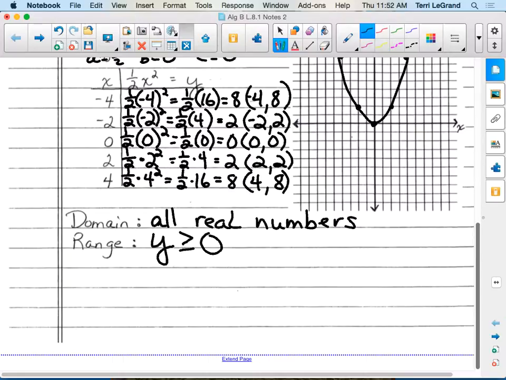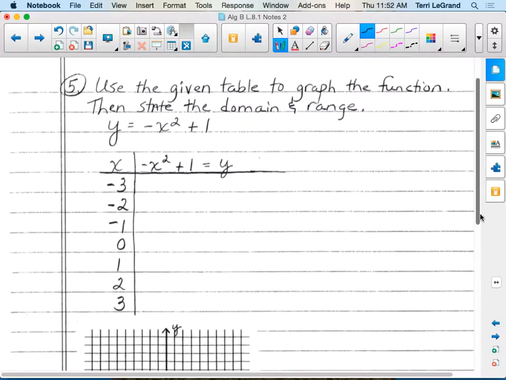So not only are you going to graph them today, but you're also going to be able to describe the domain and the range. Little hint, the range is always going to be easy. Okay, let's go to the back side. Use the table to graph the function, then state the domain and the range. y equals negative x squared plus 1.